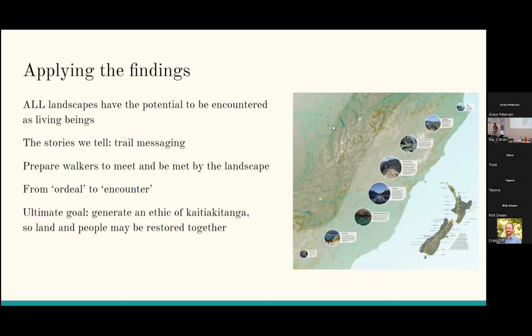New Zealand, as the whole world does, needs restoration of its ecosystems, and equally we always need to become more whole, restored people, and there's great potential, I think, for Te Araroa not simply to be something that people walk to achieve, but something where as they walk, both landscape and walker are being restored together. So thank you.